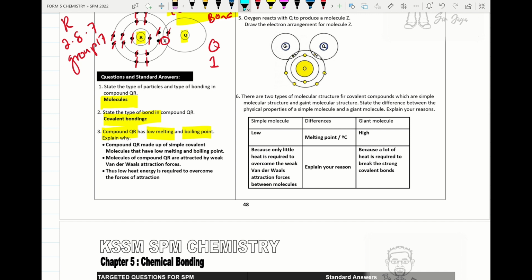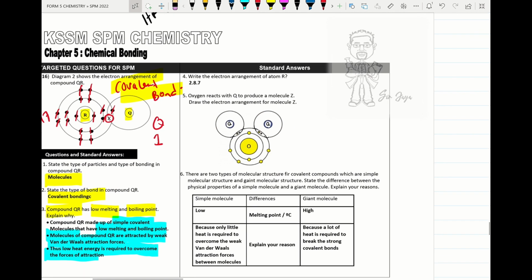How to explain this one? Compounds Q and R are made up of simple covalent bonds. They have low melting and boiling point. Q and R molecules are attracted by weaker van der Waals forces of attraction. Thus, low heat energy is required to overcome the forces of attraction.